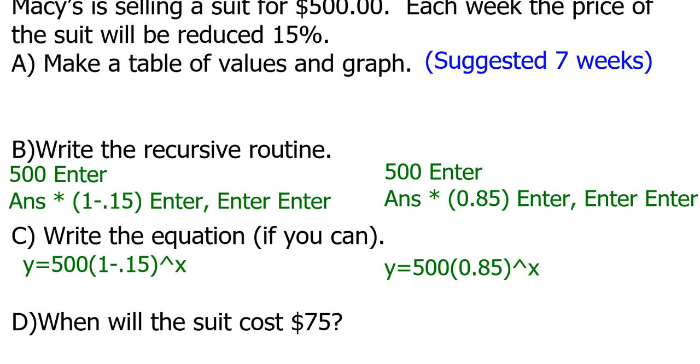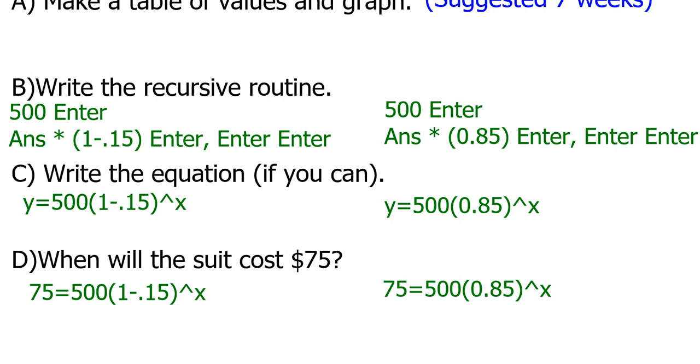So it's saying, when will this suit cost $75? Money, the price, is your response variable. That is what we were using for y. So I'm going to replace y with 75 and find a way to calculate for x, the exponent.